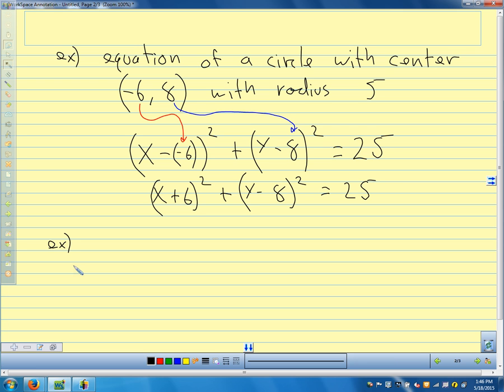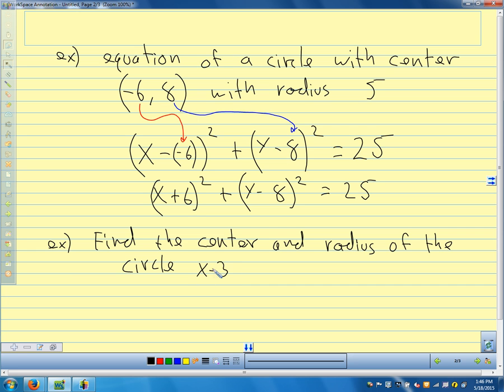All right, let's do one where we go kind of the opposite direction. We want to find the center and the radius of the circle (x - 3)^2 + (y + 2)^2 = 36.